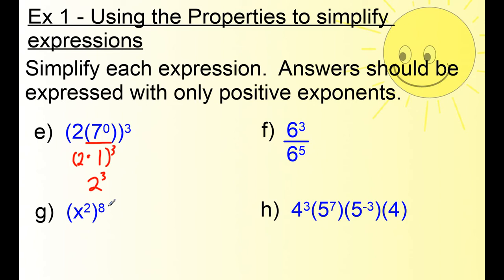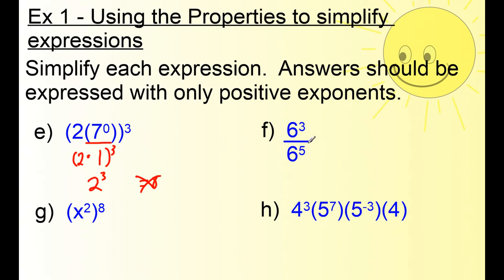If the problem said evaluate, which means to actually find the answer, to do the math, we could say this: 2 to the third power is equal to 8. 2 times 2 times 2. But these just say simplify the expression, so we don't need that.